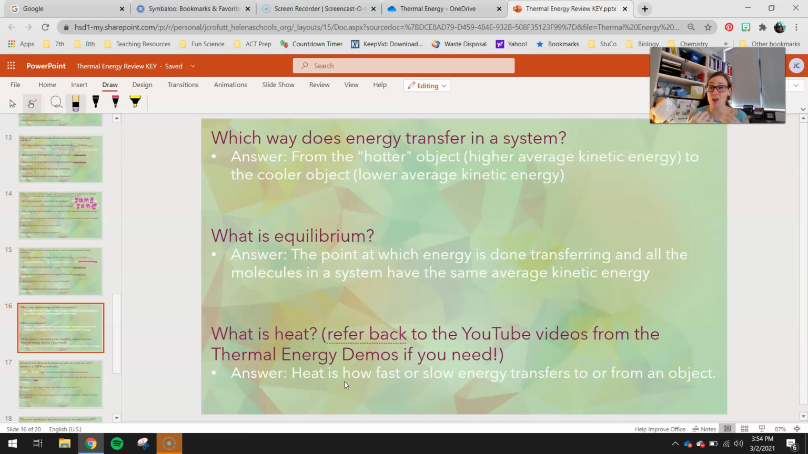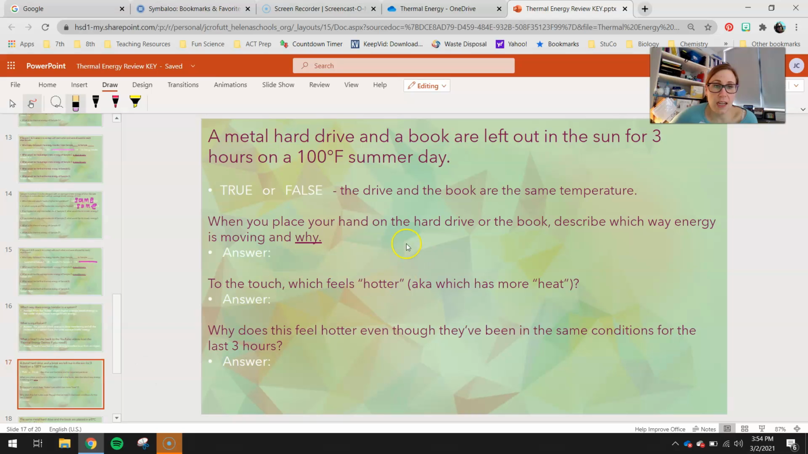Some objects might feel hotter or colder than others, even though they're the same temperature, and that all has to do with how fast they are transferring. So you guys can kind of refer to that one. And then the last little thing refers back to those demos that we did on that very first day of this unit. A metal hard drive and a book are left out in the sun for 3 hours on a 100-degree Fahrenheit summer day. That's pretty warm. So true or false, the drive and the book are at the same temperature.